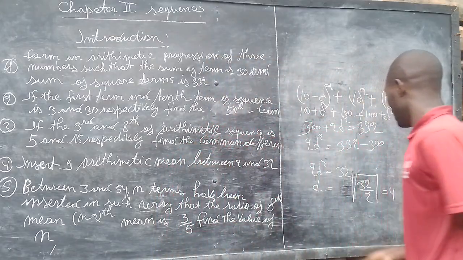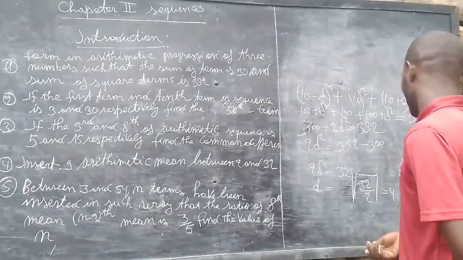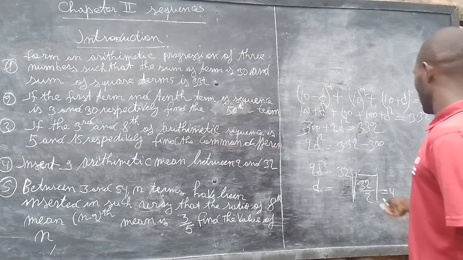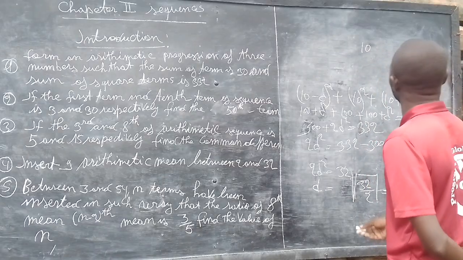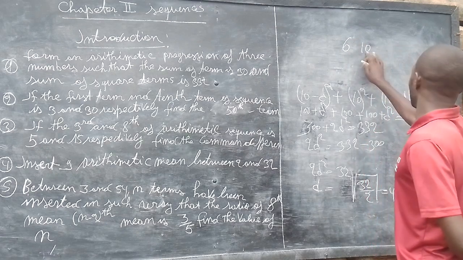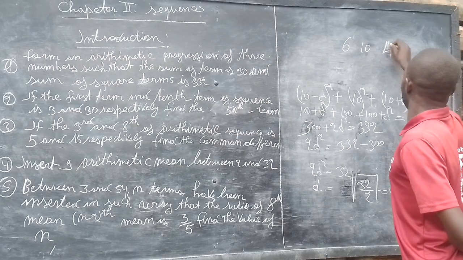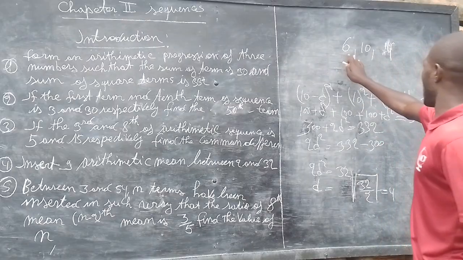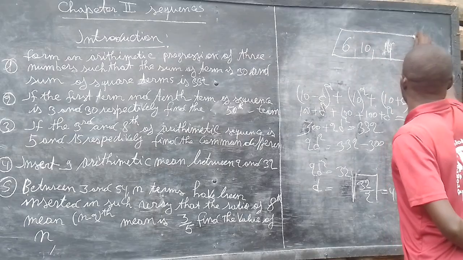So as we have been asked, we are to form an arithmetic progression. I think we have already got the common difference. If we have 10 as the middle number here, you see that if we subtract 4, we will have 6 here. If we add the 4, we will have 14 here. So you see that this is the arithmetic progression we are asked to form. I think this is the first answer.